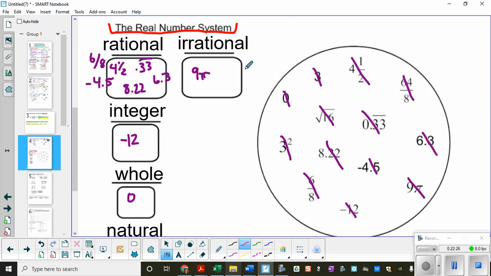Friendly reminder that if I had something in here like the square root of 5, since 5 is not a perfect square, I would put that right here. And if you saw one of the things that had a dot, dot, dot, and it did not have a line over it or no repeating pattern, that's also another type of irrational number.